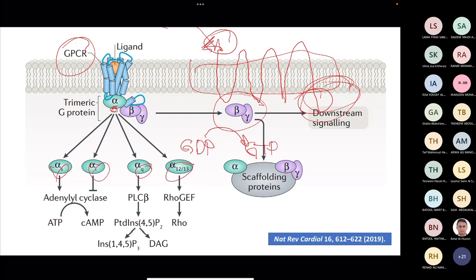Now, this activates the function of the alpha, which separates from the beta and gamma, and the beta gamma mediates certain things, and the alpha mediates some other things. Now, alpha S stimulates an enzyme called adenylyl cyclase. Adenylyl cyclase converts ATP to cyclic AMP, while alpha I inhibits the function of adenylyl cyclase. So this either increases cyclic AMP, and cyclic AMP has certain substrates in the cell intracellularly. Those would change, and then effects could happen.